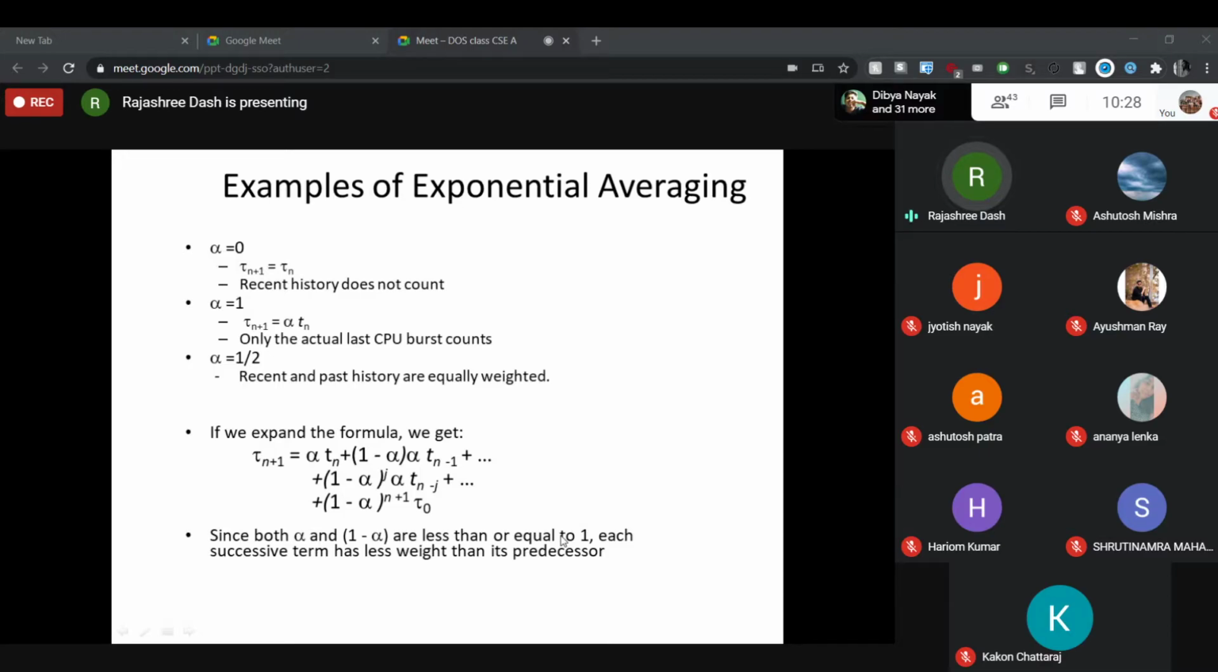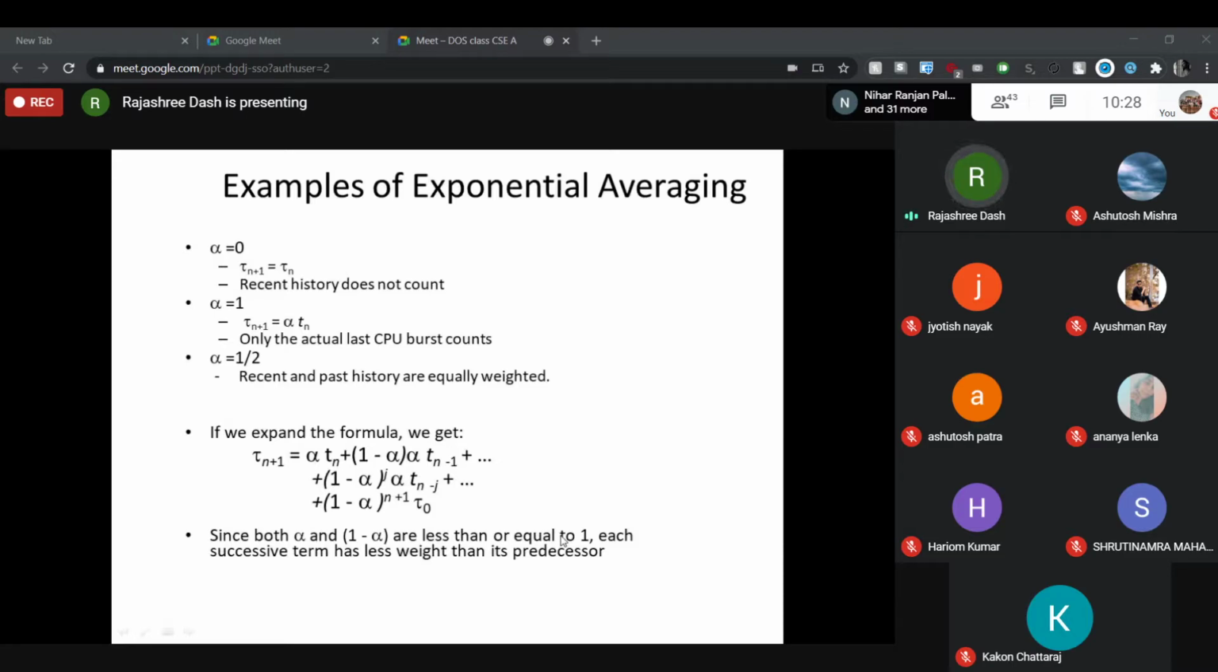Your current conditions are assumed to be transient. Now, if we consider alpha equal to 1 in the same equation, we will find that tau n plus 1 equals Tn. So, alpha value 1 means tau n plus 1 equals Tn. That is, only the most recent CPU burst matters. So, history is assumed to be old and irrelevant.